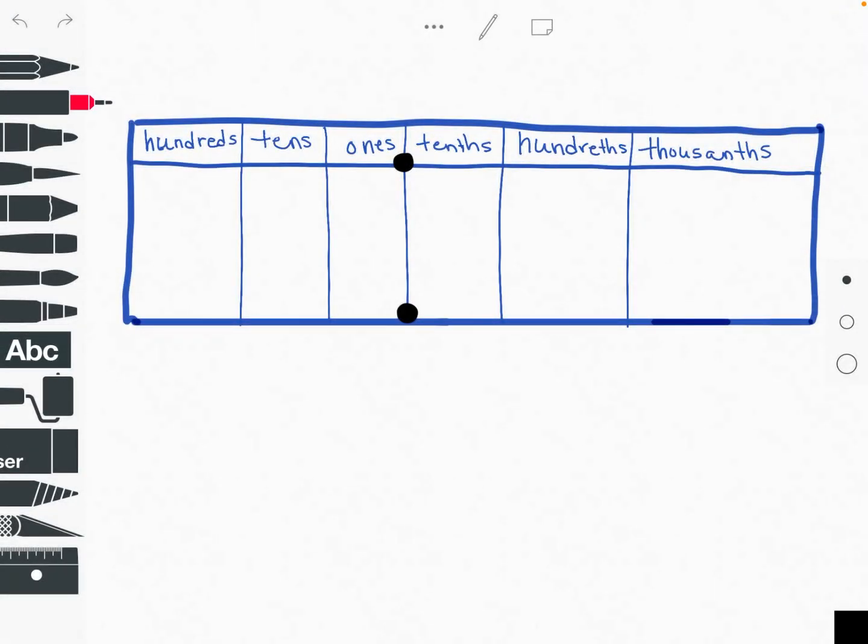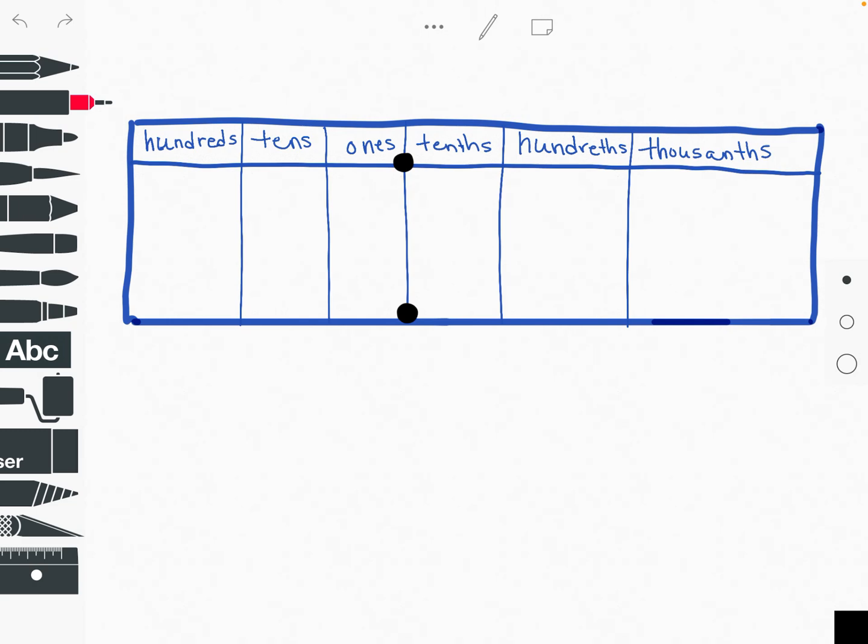All right, so today we're going to be talking about decimals. We haven't done decimals yet this year, but we will be working with them for the next couple of weeks. So for our first little lesson on decimals here, we're just going to be talking about the place value.